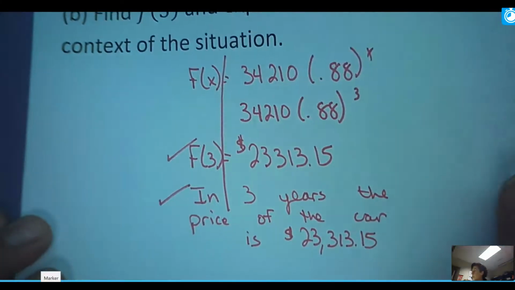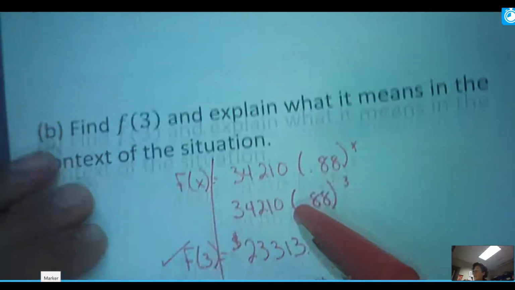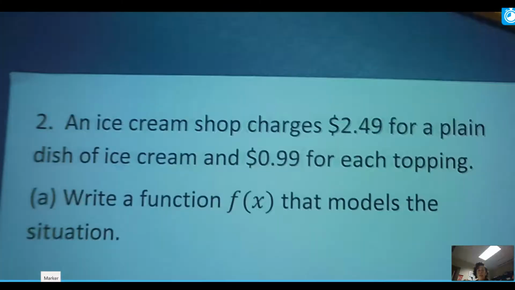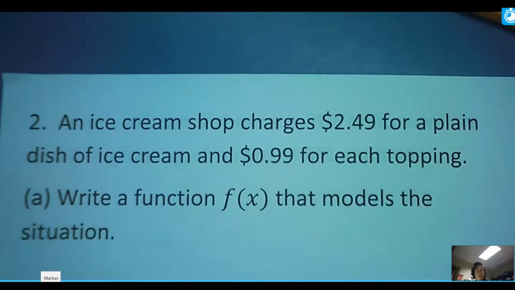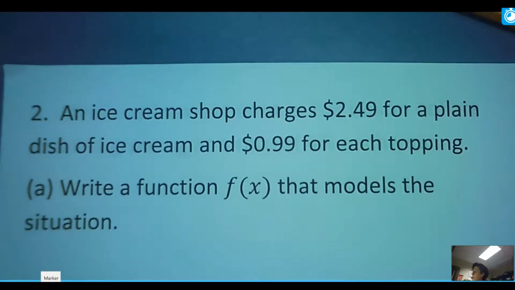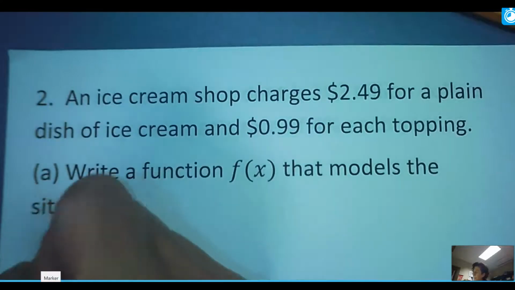So again, anything that I've written down, you've written down. You've labeled this as 1A, you've labeled this as 1B, and now we're going to do problem 2. All right, problem 2. An ice cream shop charges $2.49 for a plain dish of ice cream and 99 cents for each topping. So first we're going to write our function that models the situation. Since they're adding 99 cents for each topping, that makes it linear.